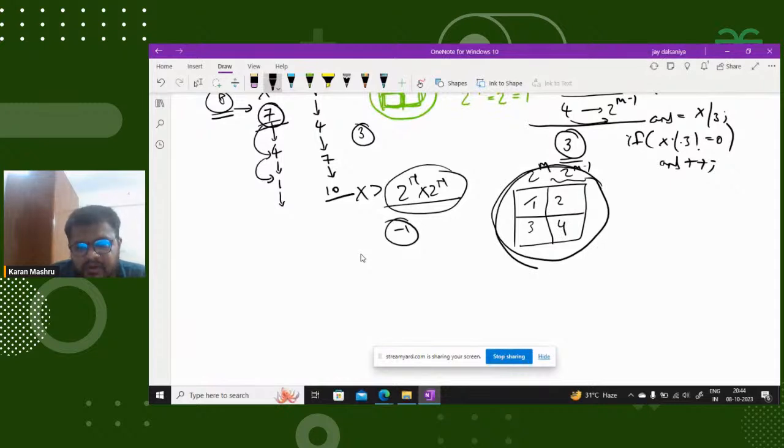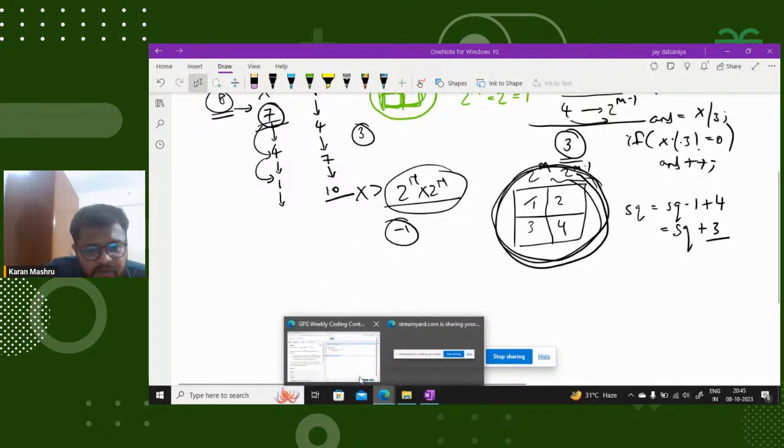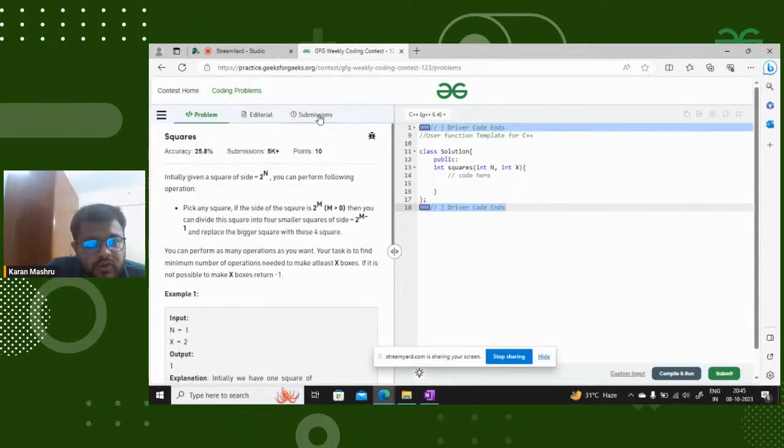So initially there was this one big square. Suppose my number of squares at a particular point of time is sq, then it will become sq minus 1 plus 4, because this big square is now destroyed and 4 new squares are added. So the total number of squares incremented is 3. Is this clear, Monty? Any doubt, please let me know. Now let me show you the code for it.